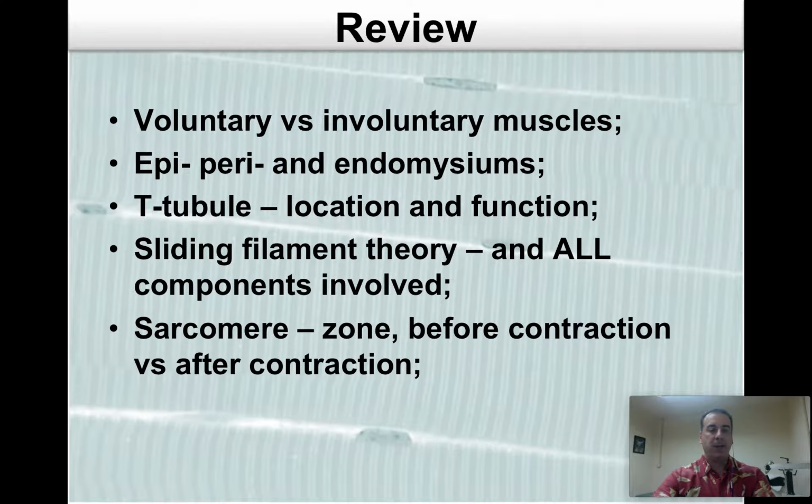This is another big one for Chapter 11, the sarcomere. What is a sarcomere? Basically, you should know what the sarcomere is. Know all the zones: the I band, the H band, the Z discs, and how the Z discs come together.